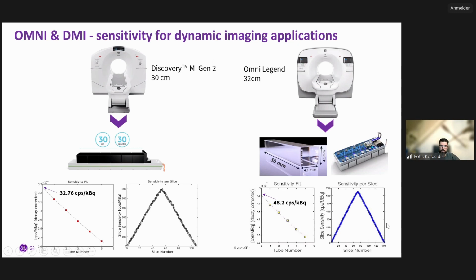And obviously, on both of these systems, especially the Discovery MI 30 centimeter and the Omni Legend, you have quite good intrinsic sensitivity, which makes analysis more feasible in terms of noise in the data and reducing bias and variance in your kinetic parameters.